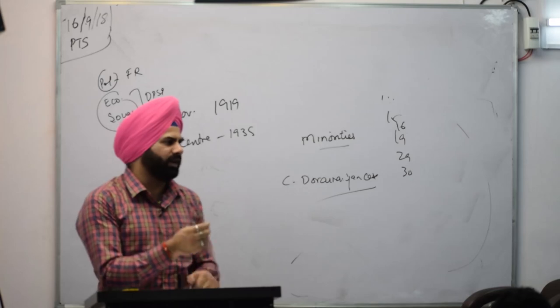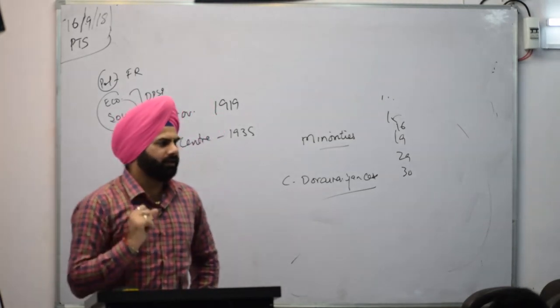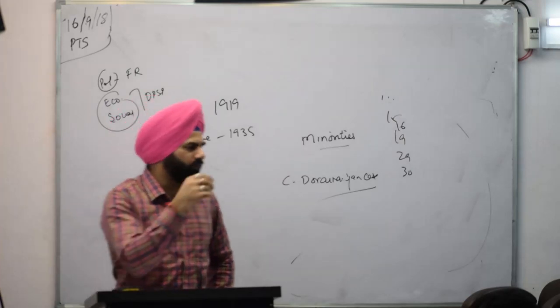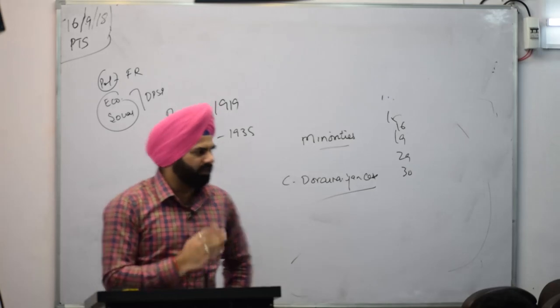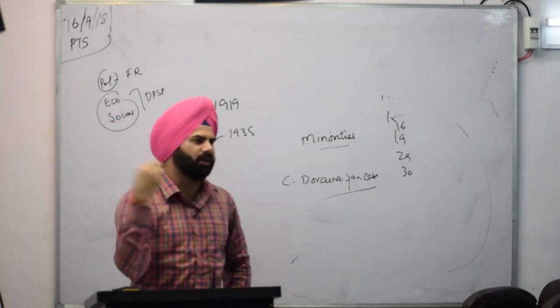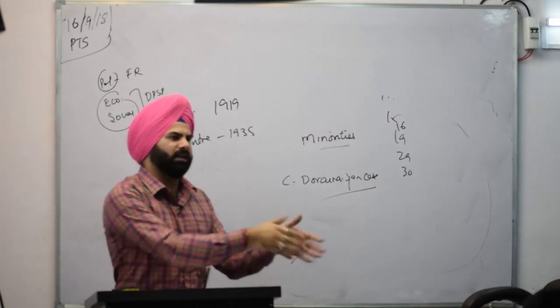There are two types of detention. One is preventive and the other is punitive. What is the difference? Punitive is when you commit something wrong and a punishment is given for that. What is preventive? For example, you are going around the Red Fort and the police get suspicious that this man will blast a bomb, so they pick you up and put you in jail.